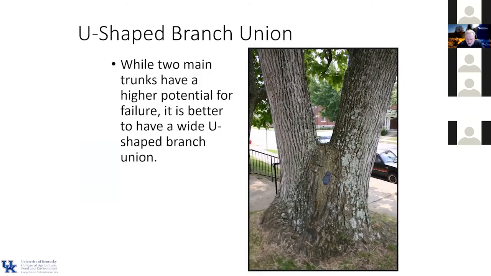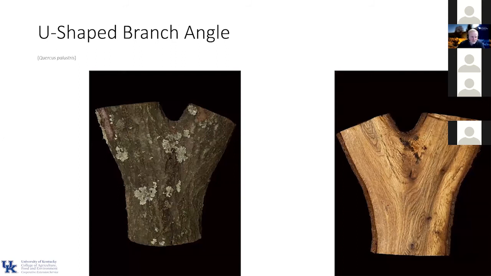Here's a tree that has codominant stems, but it's a little bit better. It's a little better because this angle is a little wider and you don't have as much included bark in this area, so it's stronger. Here's a U-shaped branch angle. Once again, remember they're more desirable, U-shape. You'll see this picture on the right. We don't have that split in this area. We just have good clean wood. That's why more open or U-shaped angles are better in a tree.